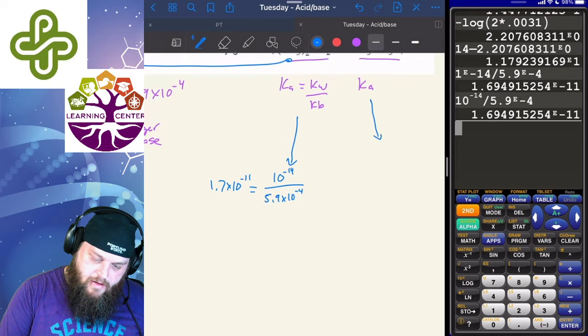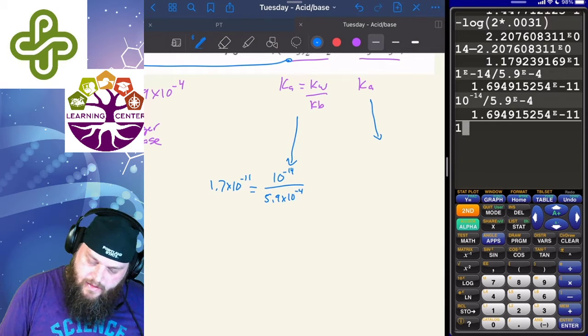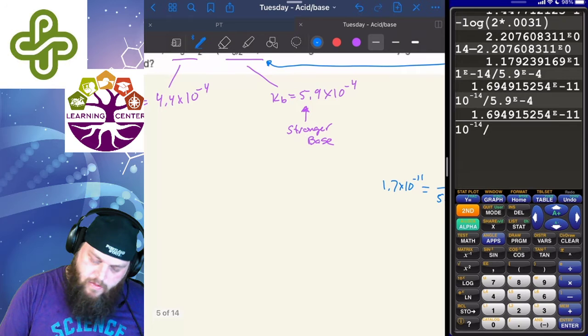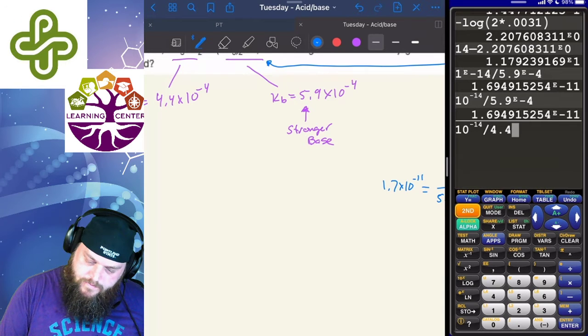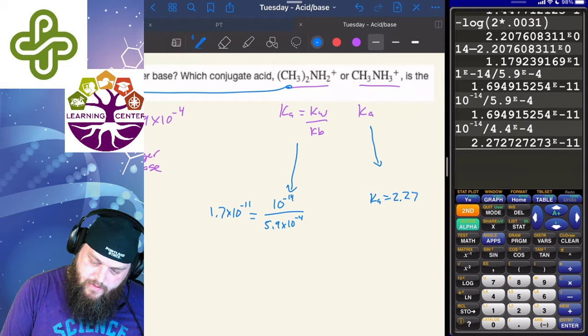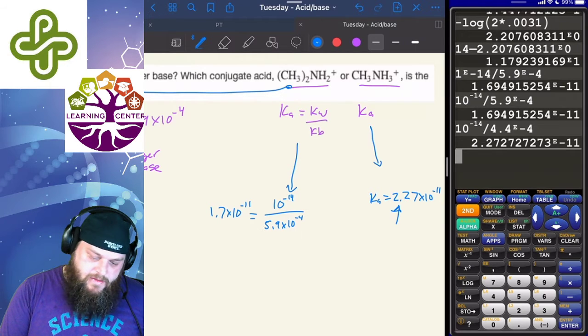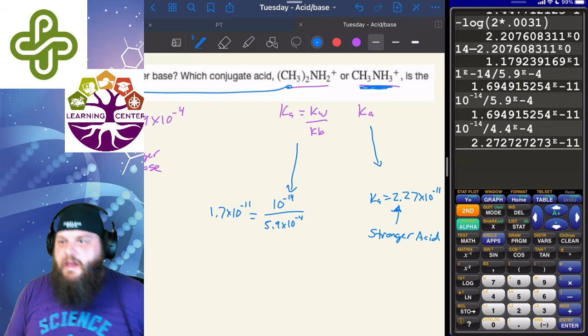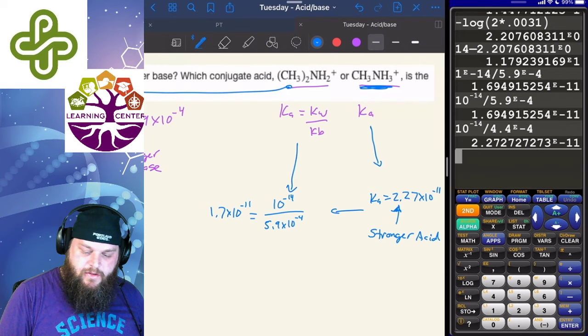I'll do the same thing here and take that 10 to the power of negative 14 and divide by the 4.4 times 10 to the negative 4. That's going to be a Ka equal to 2.27 times 10 to the negative 11. So comparing these two values, this guy is a stronger acid. It's still a very weak acid, but it's stronger than the other one we're comparing it to.